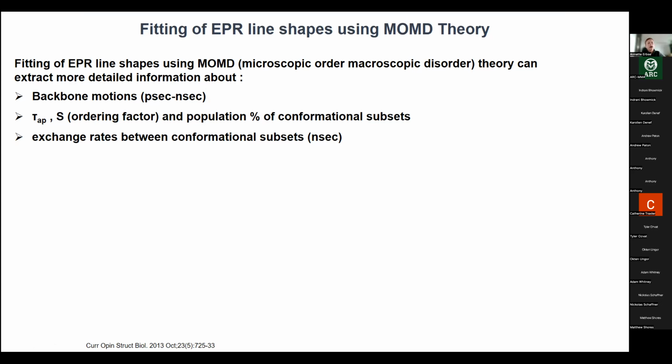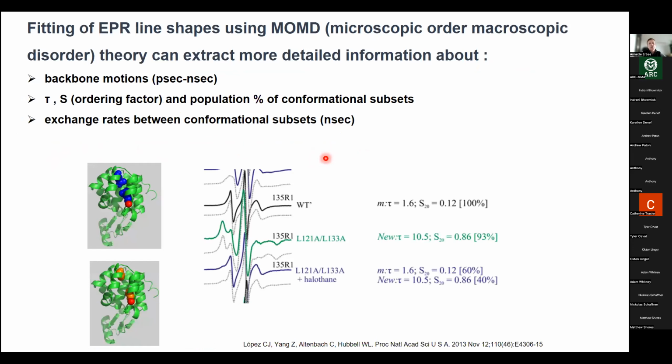And if you have multiple populations, you can actually even quantify the percentage of populations. And to a certain extent, you get an idea about exchange rates if they are in the nanosecond timescale. So what this looks like, here's an example.